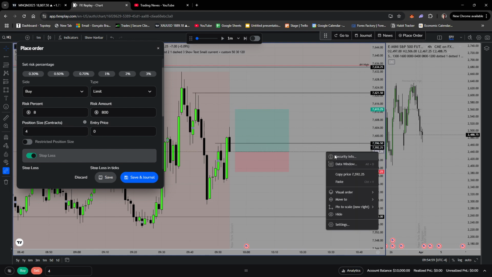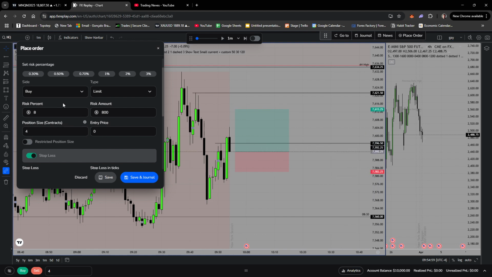Let's copy the price here. So this is where our limit should be. So entry price. Okay, contract size. This is a buy. Contract size, risk percent. Okay, we want this. So we want 4 contracts.